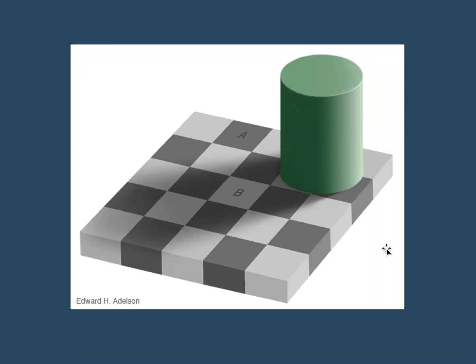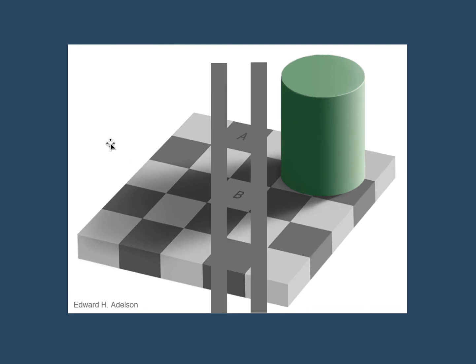Here's another example, the Adelson checkerboard, one of the most famous. A and B are the same gray. There's no difference between these two. And if I show you here, you can see these gray bars. Where we can't see the boundaries is because they're the same.